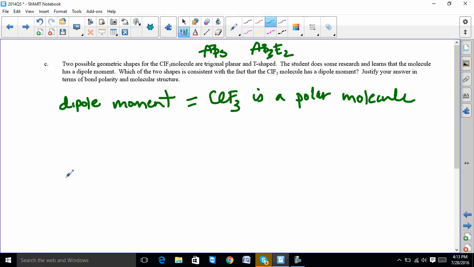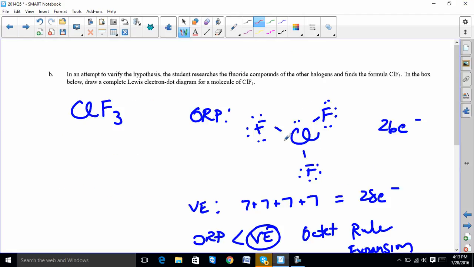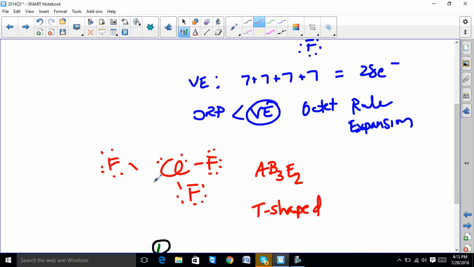And the answer is T-shaped. And the reason is, because it says justify your answer. Remember now, I'm going to switch colors. What do you need to have a polar molecule? 1. You need to have at least 1 polar covalent bond. We actually have 3. And a polar covalent bond on the AP exam is that they have to be different, because they have to have different electronegativity. So here's our picture down here, but same thing: 1, 2, 3 polar covalent bonds.